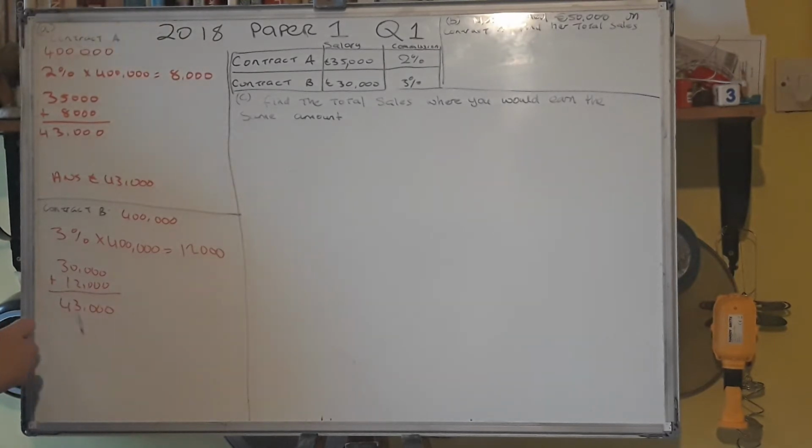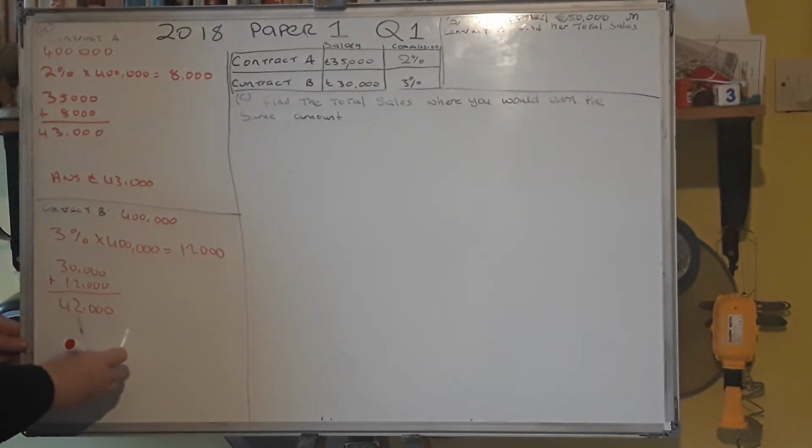And under contract B, for the same amount of sales, he would also earn 43,000. Okay? So no matter what he did there, he was going to earn 43,000. So he'd earn 43,000 under that one, 42,000 under that one. So he'd earn 1,000 less.